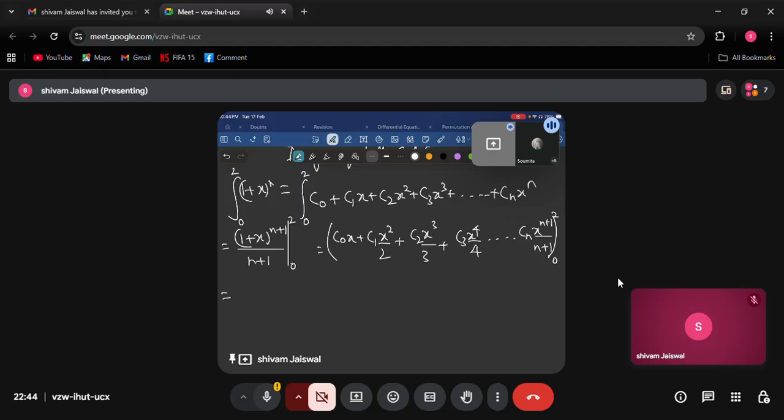So what are we getting? 3 to the power n plus 1 minus 1 upon n plus 1. This will be equal to c0. When you substitute 2, you are getting c0 into 2 plus c1 into 2 square by 2 plus c2 into 2 cube by 2 plus dot dot dot plus cn into 2 to the power n plus 1 by n plus 1. And when you substitute 0, all of them will be equal to 0 only. Hence proved.